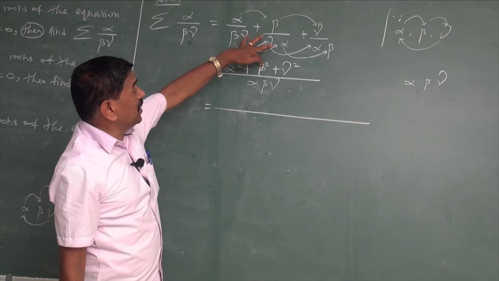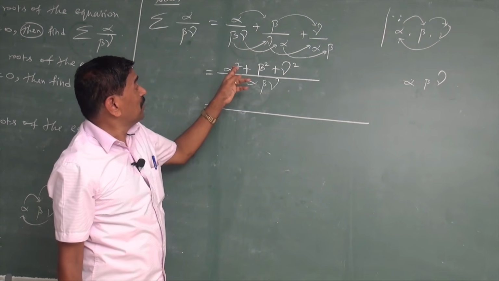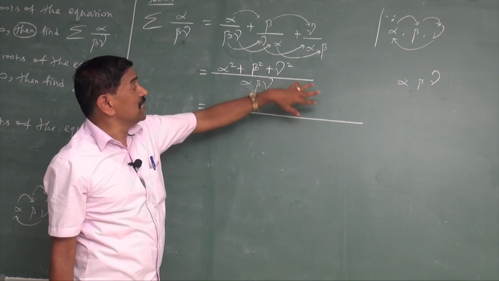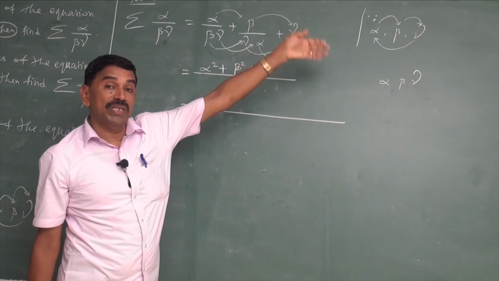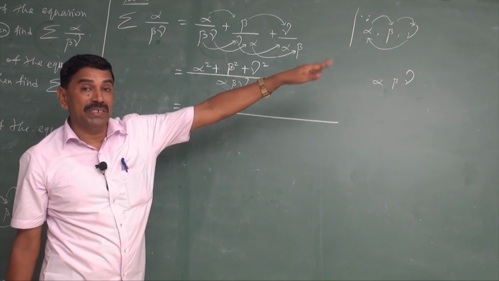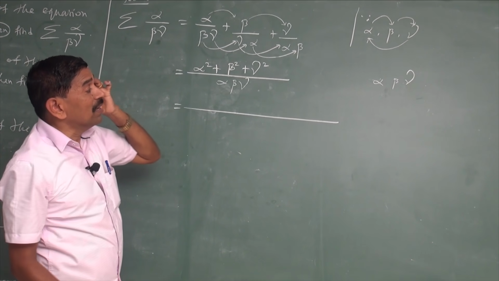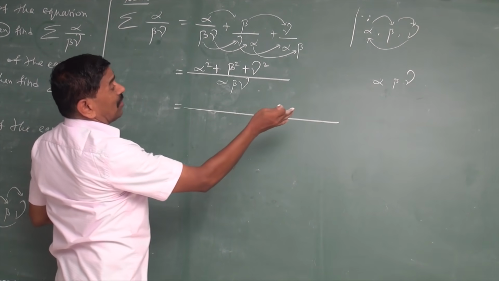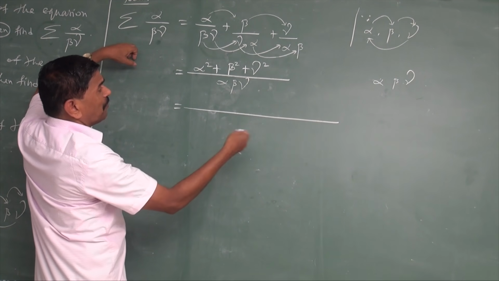Alpha square plus beta square plus gamma square will be of the form a square plus b square plus c square, which is equal to (a plus b plus c) the whole square minus 2(ab plus bc plus ca), where 2 is common. Like that, where a, b, c are replaced by alpha, beta, gamma.